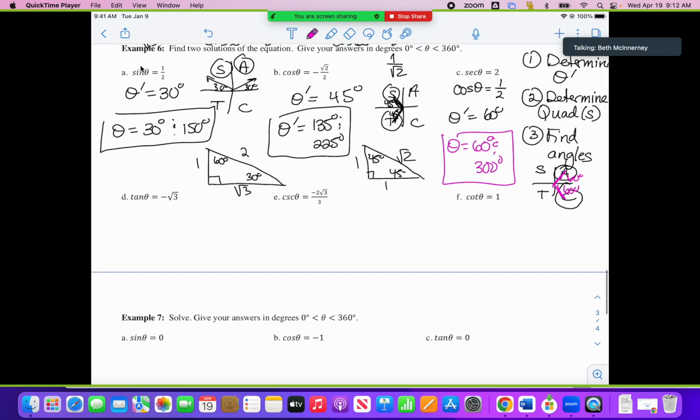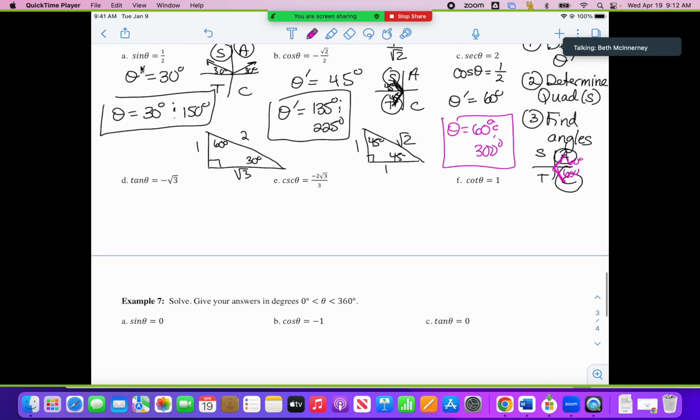All right, I'm going to pause a moment, and I want you to try letter D on your own. Let's see if we're starting to get the hang of it. Okay, I modeled 3 of them. If you're a fast worker, keep going to E and F. If you're a little bit on the uneasy side, let's just try D. Figure out theta prime by looking at the 2 triangles. Figure out what quadrant. All students take calculus. Where is tangent negative? Then figure out your angles. Let's go, let's go.